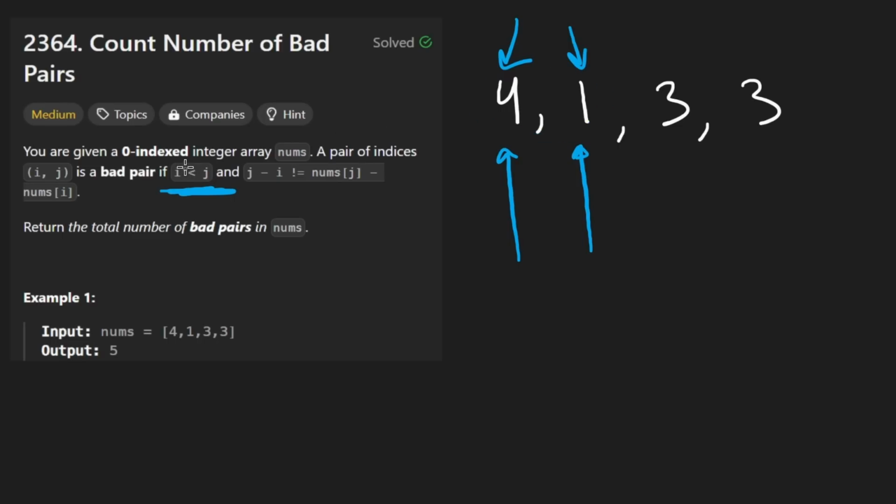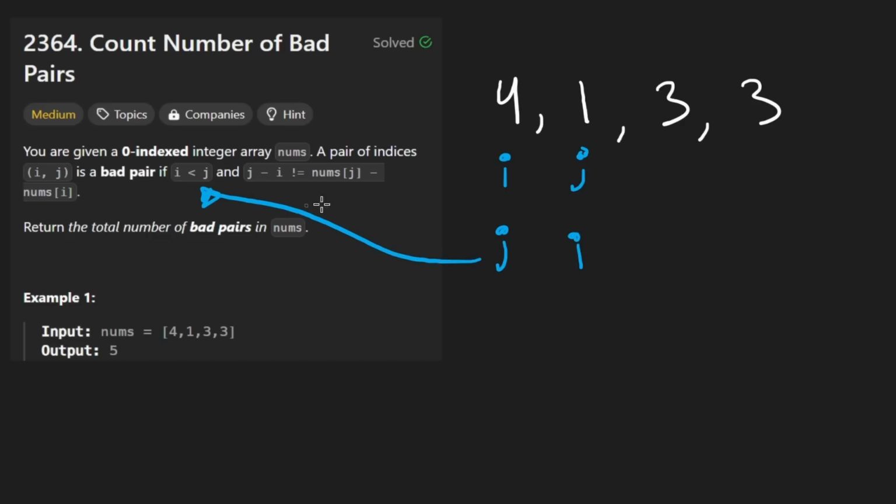And also they say here that i has to be less than j. The only reason they mention that is because they don't want you to double count a pair. For example, if we say this is i and this is j, this counts as one pair. But if we were to put j here and then i over here, which is not allowed based on this condition, it's technically the exact same pair. It's just this is the first element and this is the second element. That's why they mention that. So we care about the distinct pairs. We're not going to double count the same pair.